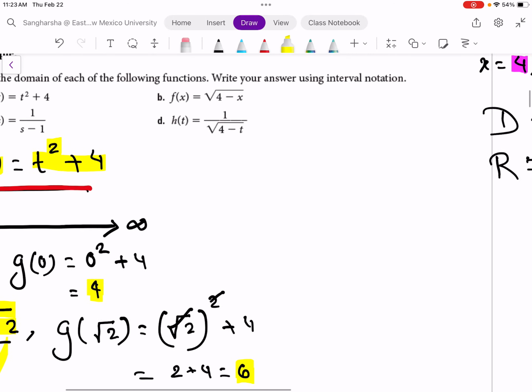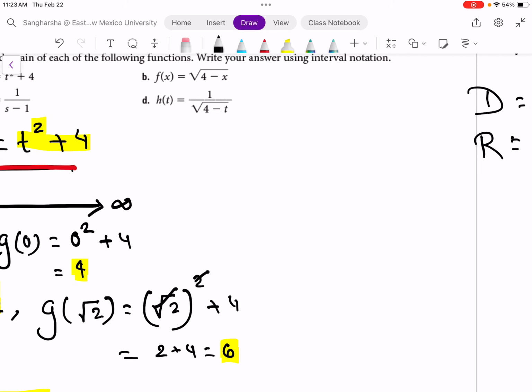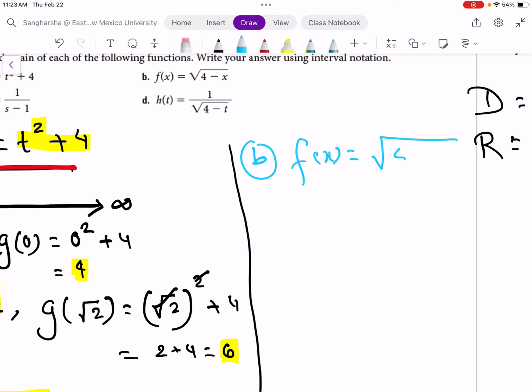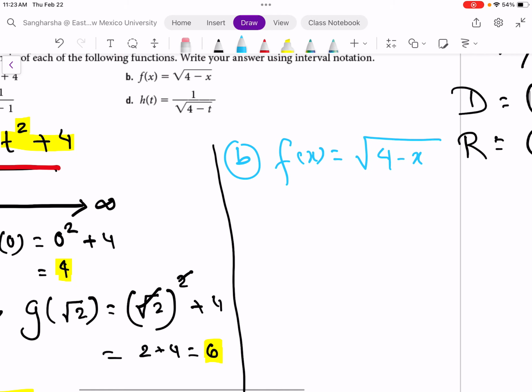So our next function is f of x. Okay, so we have a function f of x, and f of x is the square root of 4 minus x. So this is a function. Here, what does f represent? F is a name for a function. And what is this x for this function? Input. And the f of x combined is the output, and f of x is equal to the square root of 4 minus x. We are asked to find the domain.